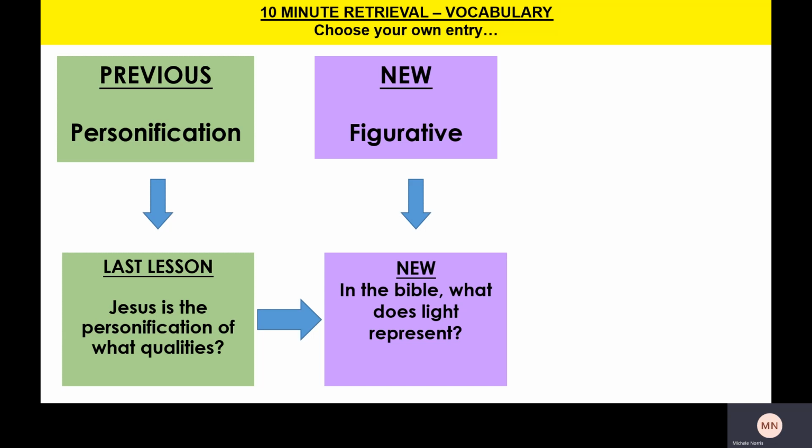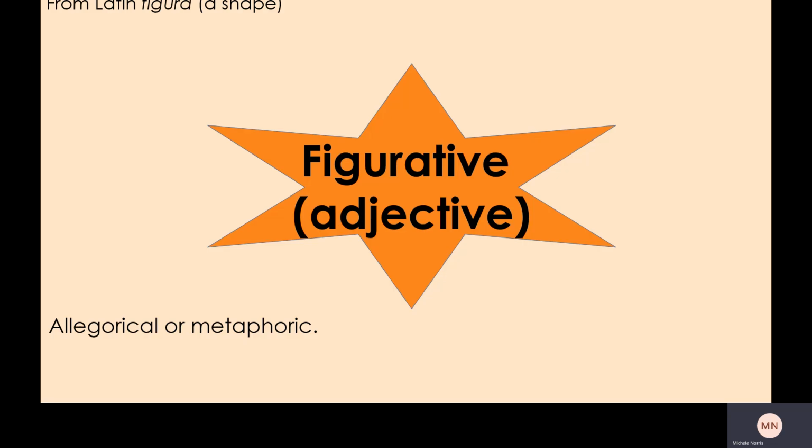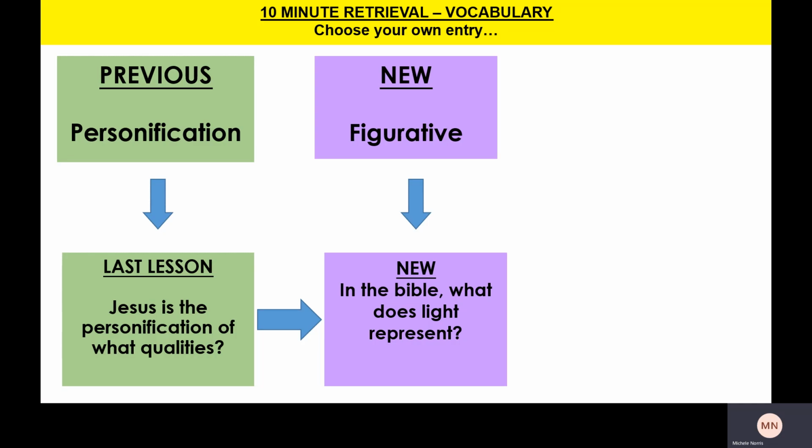Your next new word is figurative. Have a think about if you've got any idea what that might mean. If you want, stop it and try and have a guess. If not, let's have a look. Figurative is allegorical or metaphoric. Allegorical means symbolic, and figurative is non-literal. So think about metaphors, similes, that sort of thing. In the Bible, what do you think light might represent? Pause the video now, please, and see if you can jot down something, that'd be great.